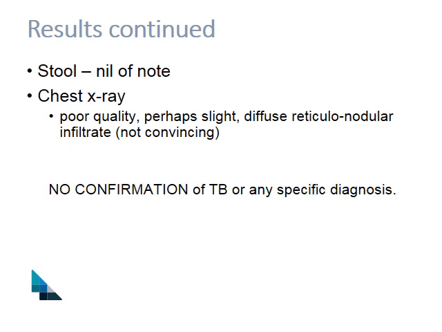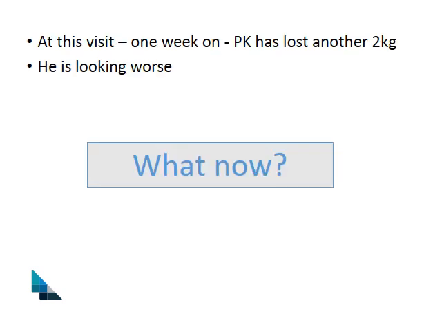So at the moment where we are at is we don't actually have any clear confirmation of TB, or any specific diagnosis at all, but we have a very sick patient. But it's been a week since we've done these investigations. The patient has returned and he's lost another 2 kilograms and he's definitely looking worse. So what do we do now?